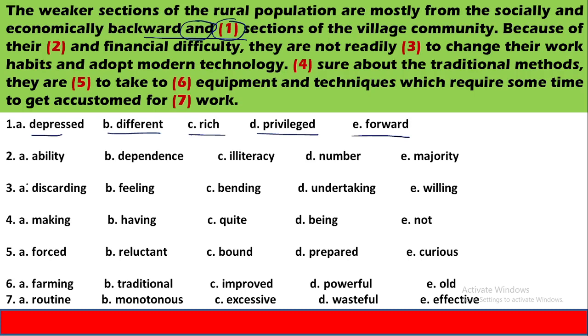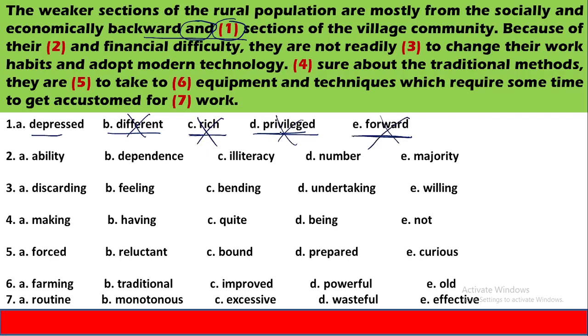So here depressed is a negative word. We will consider it. Different, it's out of context, it seems to be an irrelevant word, so I will rule it out. But these 3 words, rich, privileged and forward, are same directional words and all are positive in nature. So I think none of these 3 words will come here, so I will definitely rule these words out too.